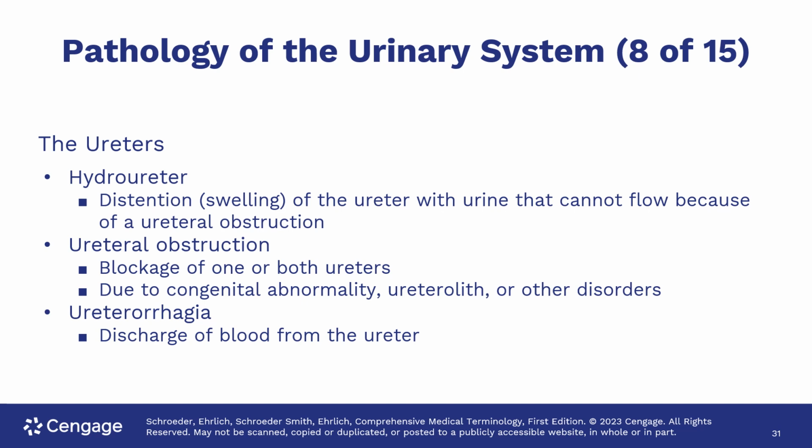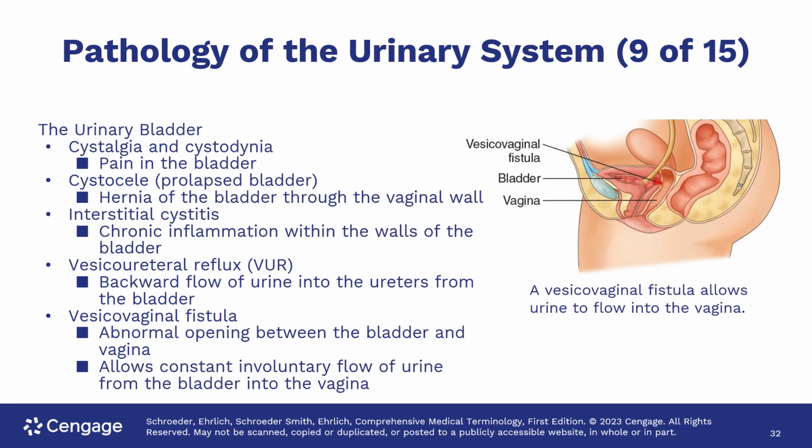Diseases of the ureters include hydroureter, which is when the ureter is distended because it is blocked and filled with urine. Ureteral obstruction we just covered, and ureterorrhagia is blood from the ureter. Disorders of the bladder, look at the root. Cyst is bladder, algia, and so is dynia, means pain. So cystalgia or cystodynia is painful bladder.